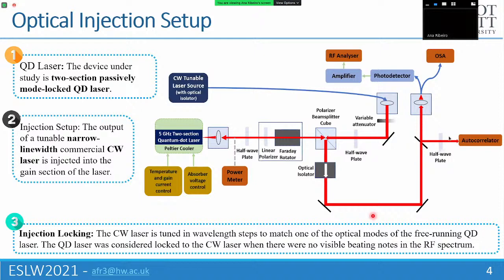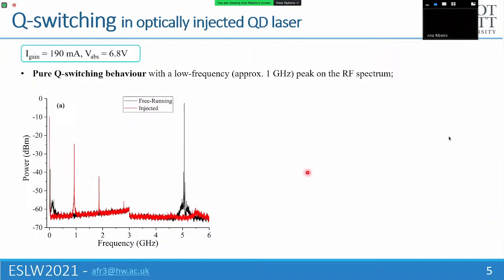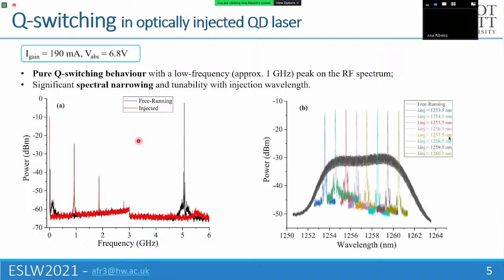So next I'll be showing the experimental results for the optical injection of our laser. We have observed 3 different regimes that I'll be speaking about next. The first one being Q switching. So at these bias conditions that you see here, and also in some other bias condition regions not shown here, we have found that with optical injection, we go from having a perfectly mode-locked quantum dot laser to having a pure Q switching behavior with an approximately 1 gigahertz peak on the RF spectrum. When we look at this on the optical spectrum, we also see that there's significant spectral narrowing, and also that we can tune this Q switching regime with the injection wavelength.